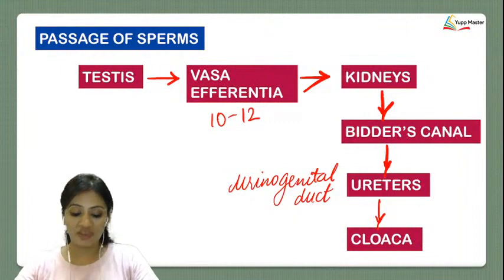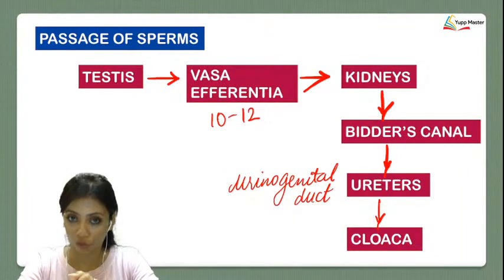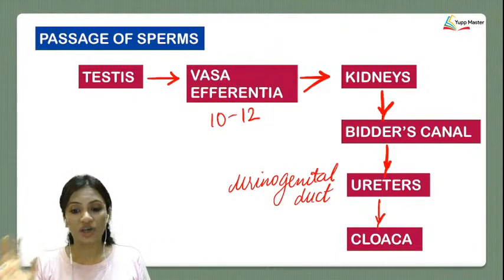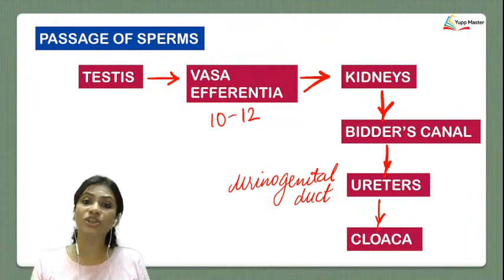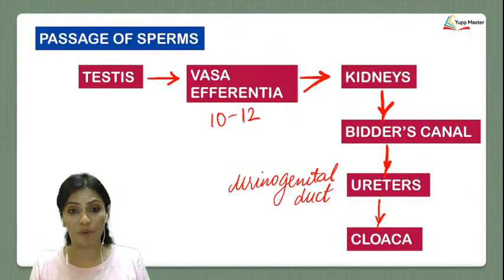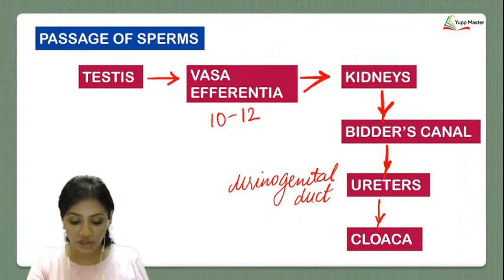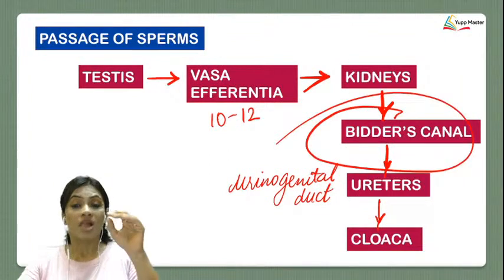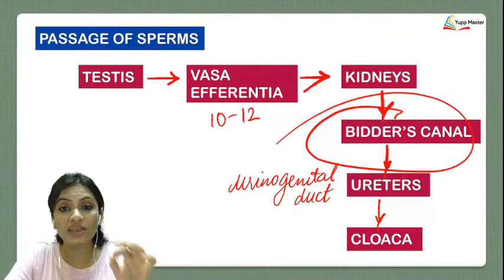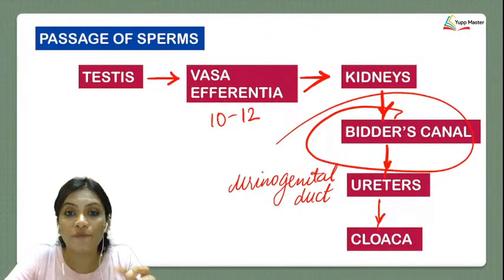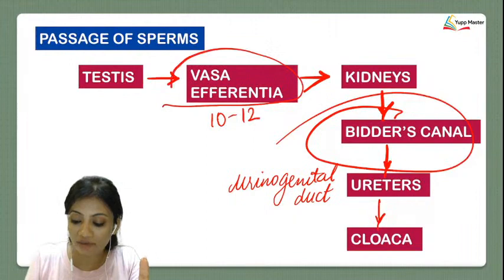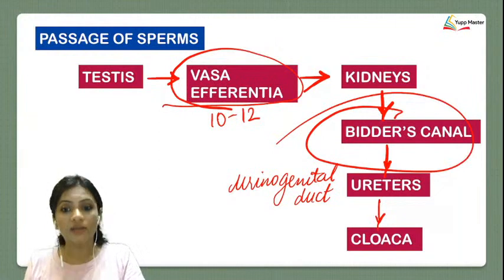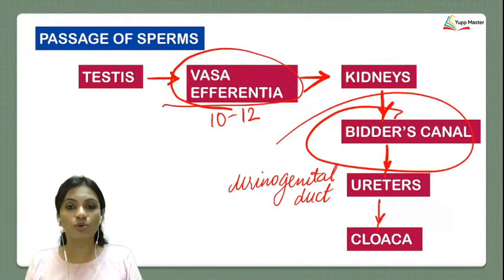So please remember, this is the one MCQ which comes actually from frog, because this is the one part where it is differing from humans, because the genital fluid of the frog is actually entering inside the kidneys. At what point? From the testes to vasa efferentia, from vasa efferentia to kidneys to Bidder's canal. This is a very important term here, and don't forget, the Bidder's canal is present inside the kidneys, but before the kidneys a part is there which we call the vasa efferentia. So testes to vasa efferentia to kidney to Bidder's canal to ureters and finally to the cloaca.